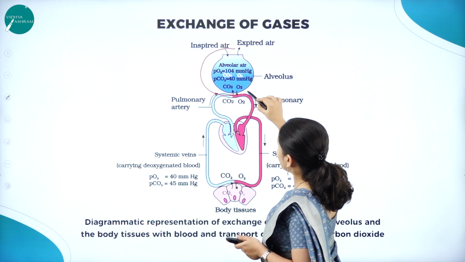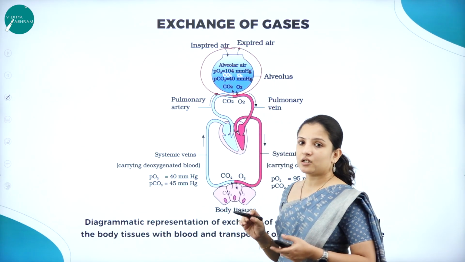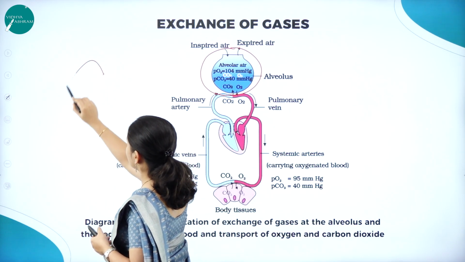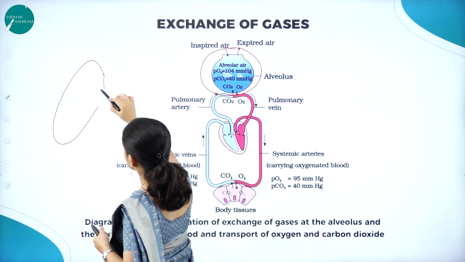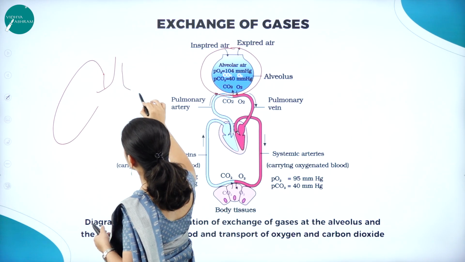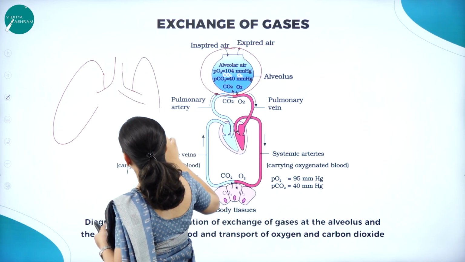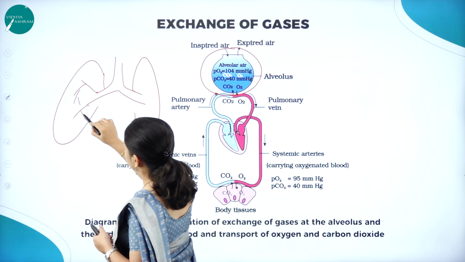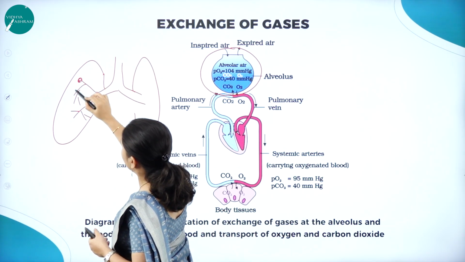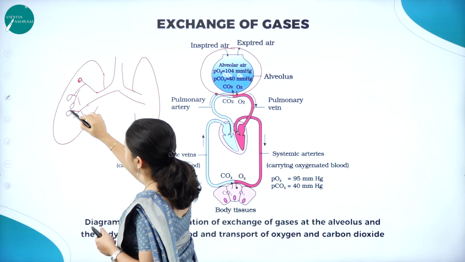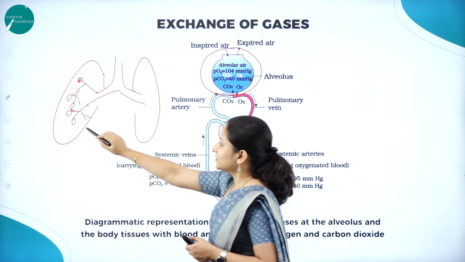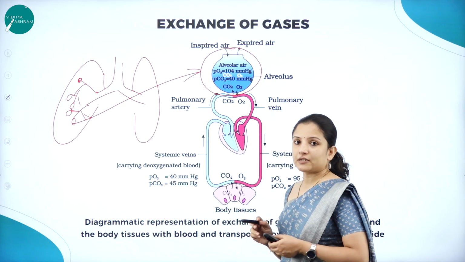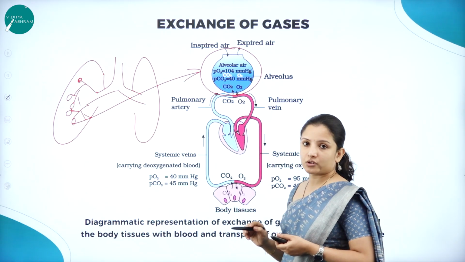If you can see here, they have just shown one alveolus, but the lungs are made up of numerous alveoli. So if I draw the lungs, as you can see, they are made up of a number of tracheal branches, which end up in small bulb-like structures called alveoli, right? So this one alveolus, they have just shown it here. So don't get confused.